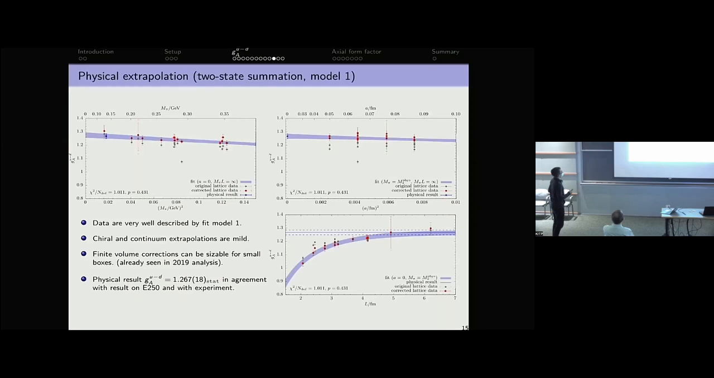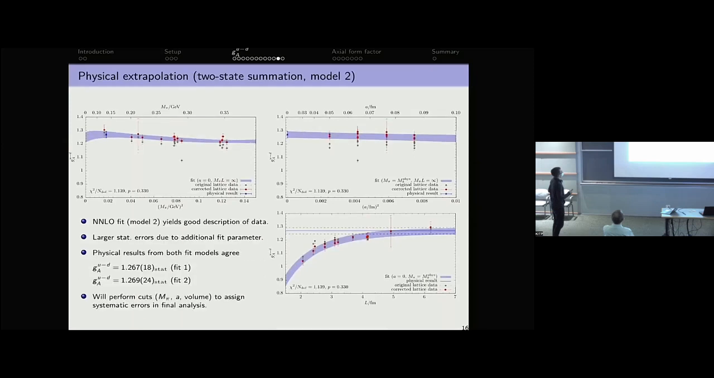Now, okay, we can switch to the full next-to-leading order fit model. And this doesn't do too much, which is a good thing in some sense. Again, this yields a very good description of the data. The statistical errors, of course, get a bit larger now because you have one additional fit parameter in the game. But if you look at the results from that for the physical value, they agree very well.